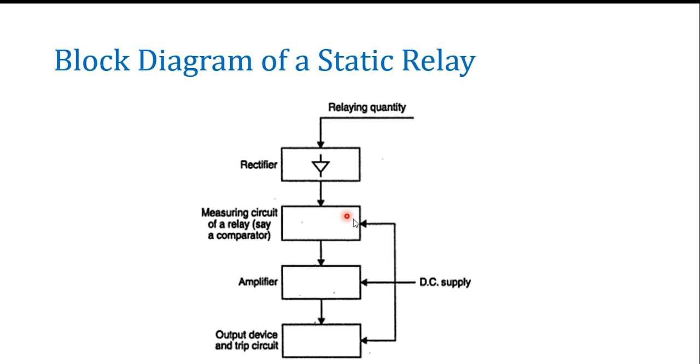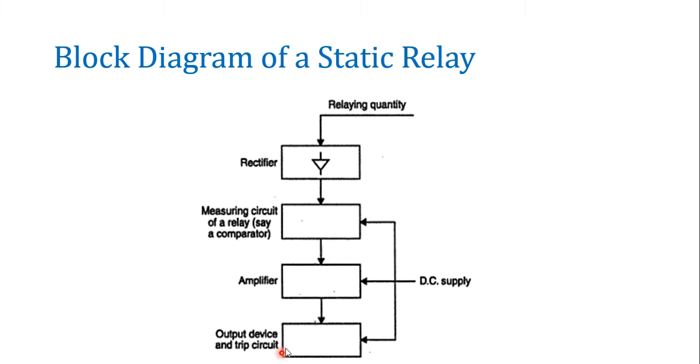The comparator is the main part of the relay, which detects the faults, and the amplifier will amplify the output of the comparator. It is given to the output trip circuit so that the circuit breaker will operate. And there should be a DC supply for the amplifier, comparator, and also for the output trip circuit.